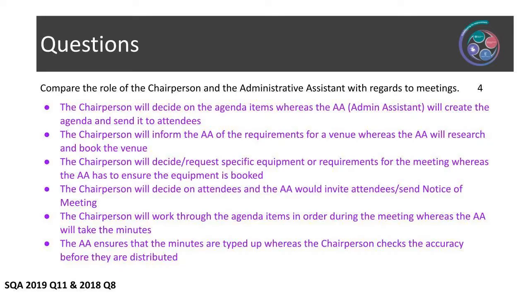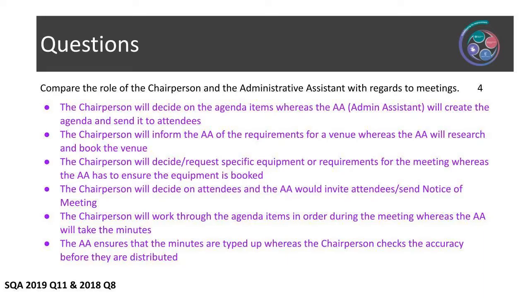So what that might look like is the chairperson will decide on the agenda items, whereas the admin assistant will create the agenda and send it out to attendees. The chairperson will inform the admin assistant of the requirements for a venue, whereas the admin assistant will do the research of possible venues. And then once the decision's been made by the chairperson, the admin assistant will have responsibility for booking it. The chairperson will often decide or request specific equipment or the requirements for the meeting, where the admin assistant has to ensure the equipment is booked or arranged so it's ready for the meeting.